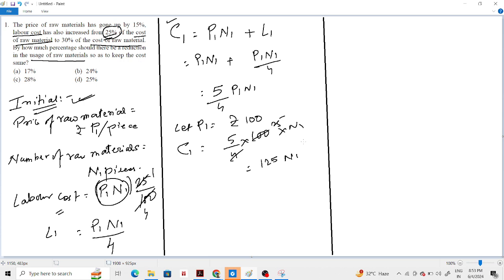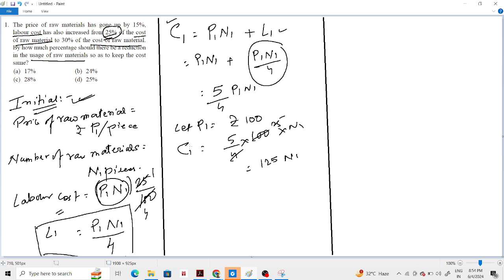Shritama, tell me which one you didn't understand. Which part? Why is L1 P1 N1 by 4? Here we got it, right? Labor cost was P1 N1 by 4. So that we just substituted over here. Now this is just algebraic addition, I mean fractional addition. P1 N1 plus P1 N1 by 4, which is 5 by 4 P1 N1.